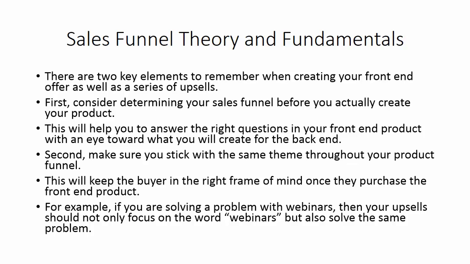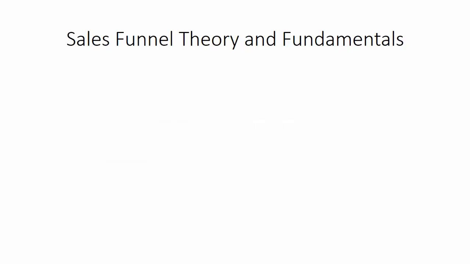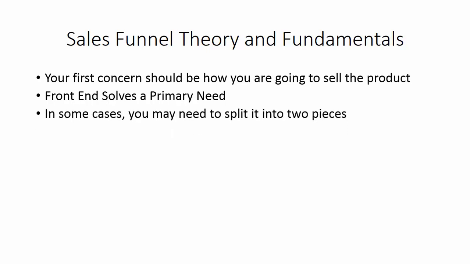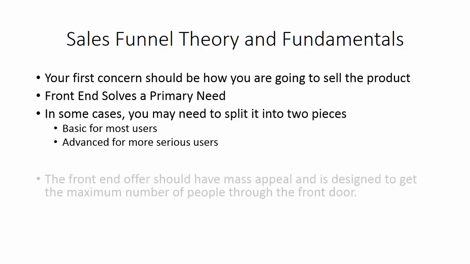For example, if you're solving a problem with webinars, then your upsell should focus not only on the word webinars, but also solve the same problem. Your first concern should be how you're going to sell the product. So, the front-end product should solve a primary need. And in some cases, you may need to split that product into two pieces, one in the front end and one in the back end. So the basic level will be for most users, which is the solution that has the most mass appeal. The advanced section should be for more serious users, and that's what your upsell will go into.